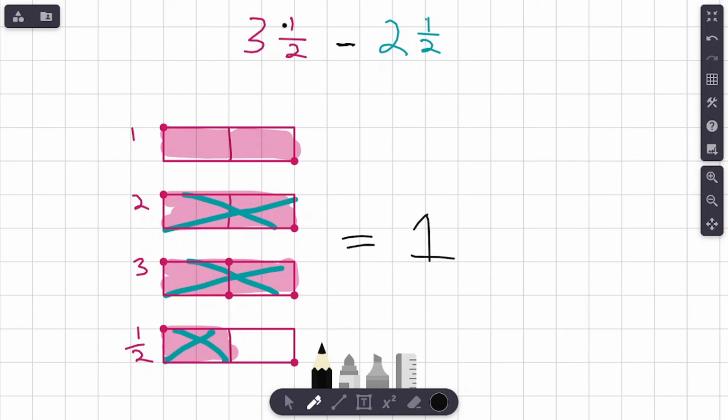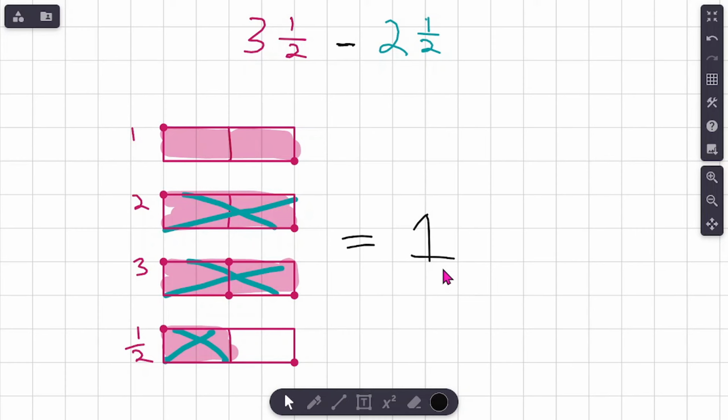We started off with 3 1/2. 1, 2, 3, and here's a half. We subtracted 2 1/2. There's a half. 1, 2. We look at our model. Our final answer is 1.